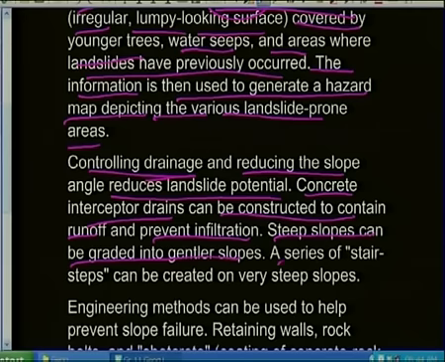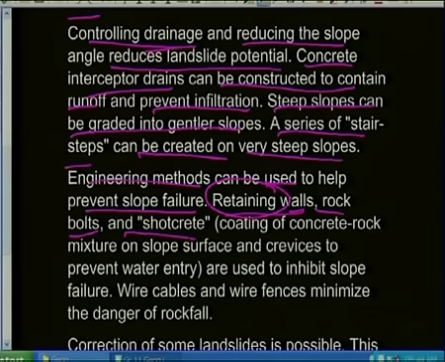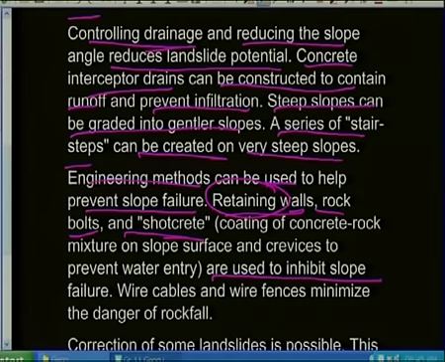Steep slopes can be graded into gentler slopes. A series of stair steps, which is commonly referred to as terrace slopes, can be created on very steep slopes. Engineering methods can be used to help prevent slope failure. Retaining walls are a key aspect of preventing landslides. Rock bolts require drilling into the rocks and holding these rocks back on the slope. As well as shotcrete, which is infusing concrete into the rocks, are used to inhibit the slope failure.